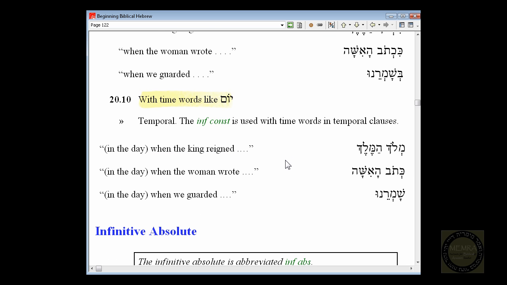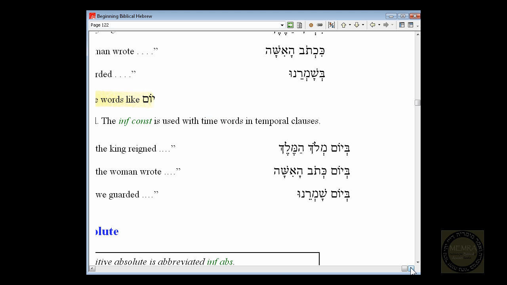Now, sometimes infinitive constructs are used with time words like yom. We just saw a temporal use. But sometimes the writer will use yom to give that temporal sense. So we have here, we need to, I think, go a little bit over. We just did that. So bayom, in a day. We're just going to be woodenly literal here. In a day, melok, Shiva Holam, it's an infinitive construct. So in a day the king ruled or reigned.